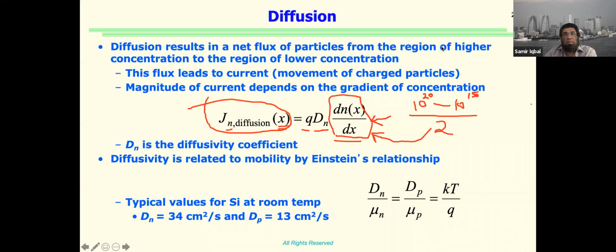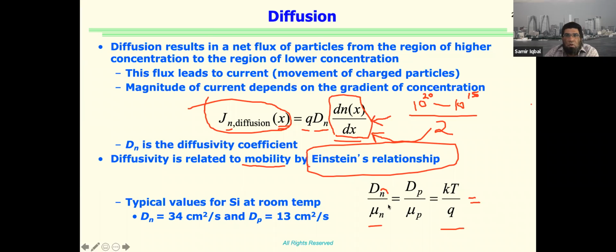Now, another interesting thing is that diffusivity or diffusion coefficient has a constant relationship with the mobility. And that relationship is called Einstein's relationship. You need to remember this also, because if you are given mobility, you can find diffusivity constant. If you're given diffusivity, you can find mobility. I remember it by D over mu equals kT over q. It rhymes. D over mu equals kT over q.